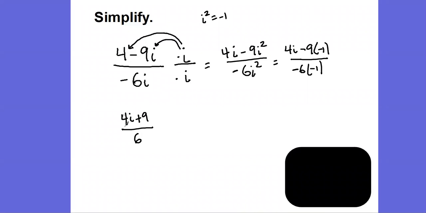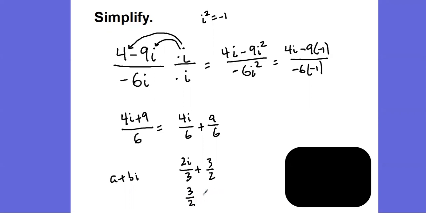And we're done. Another way, though, that we could write this if we wanted, in that nice standard form a plus bi, is we can split this up and view this as 4i over 6 plus 9 over 6. We can reduce the 4 over the 6. That's 2i over 3. 9 over 6, we can divide top and bottom by 3. That's 3 over 2.